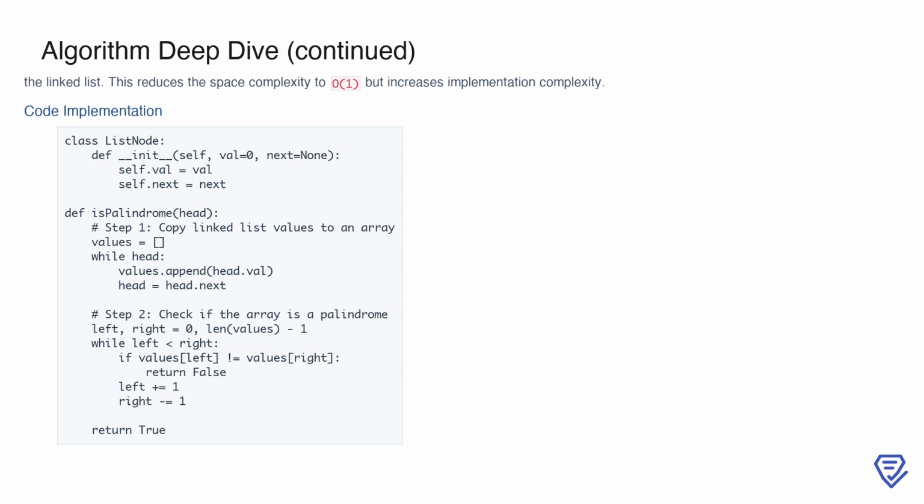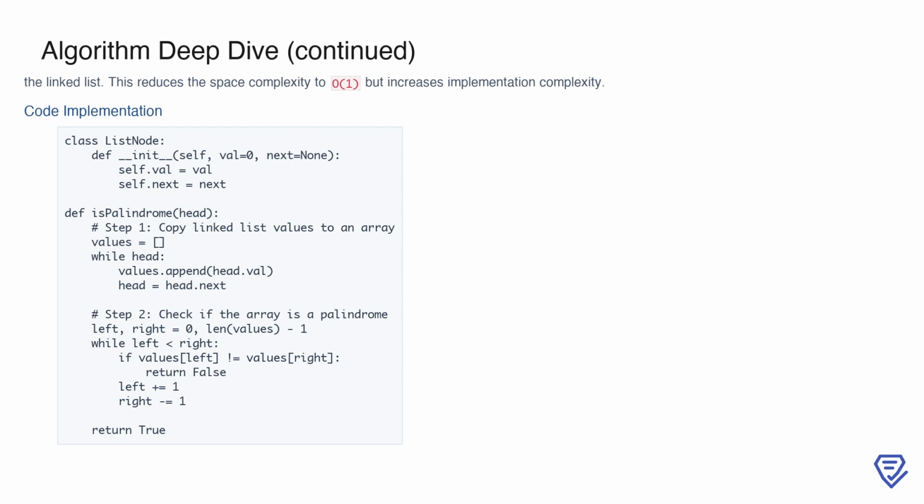First, we define our listNode class and the isPalindrome function. In the function, we initialize an empty array to store the values of the linked list. Using a while loop, we traverse the linked list, appending each node's value to the array until we reach the end. Next, we use two pointers, left and right, initialized to the start and end of the array, respectively.